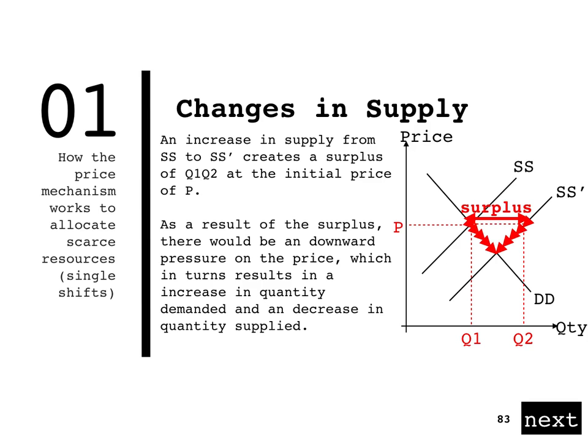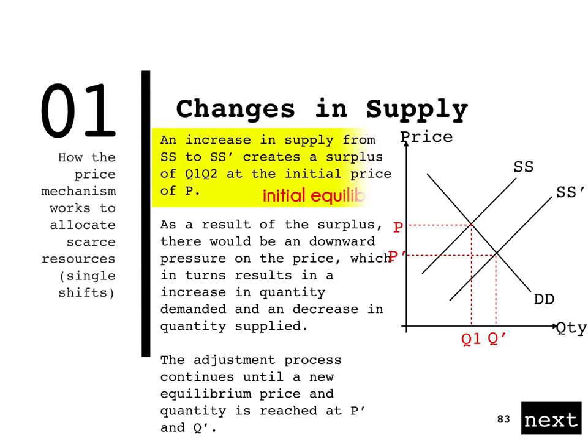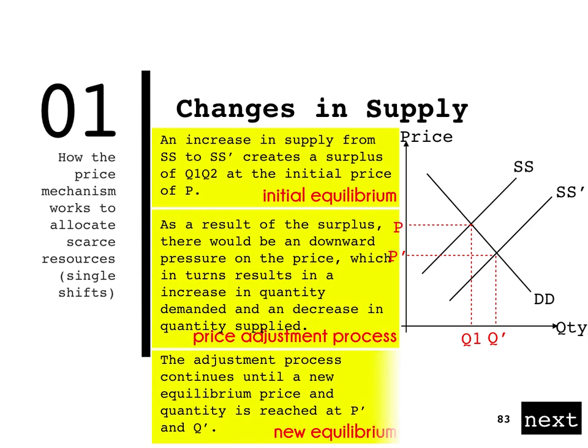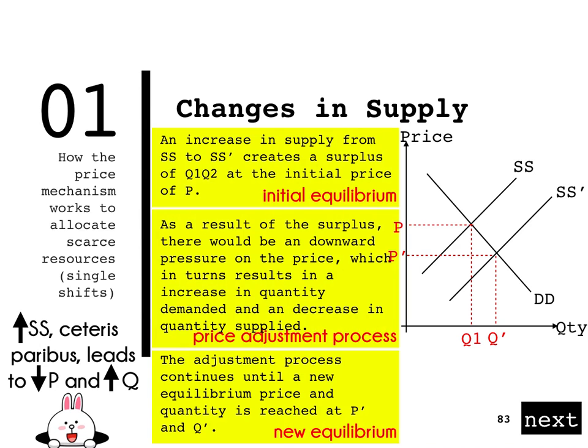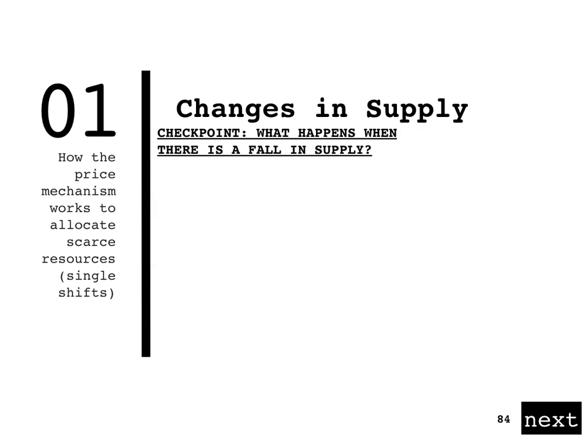There will be a downward pressure on prices as per usual, and this adjustment process will continue until the new equilibrium price is established at P prime and Q prime. So again, the same three steps. And the summary is, if there's an increase in supply, that will lead to a fall in price and an increase in quantity. Finally, what happens if there's a fall in supply? This is actually a checkpoint for you to check if you understood what I've been talking about so far.